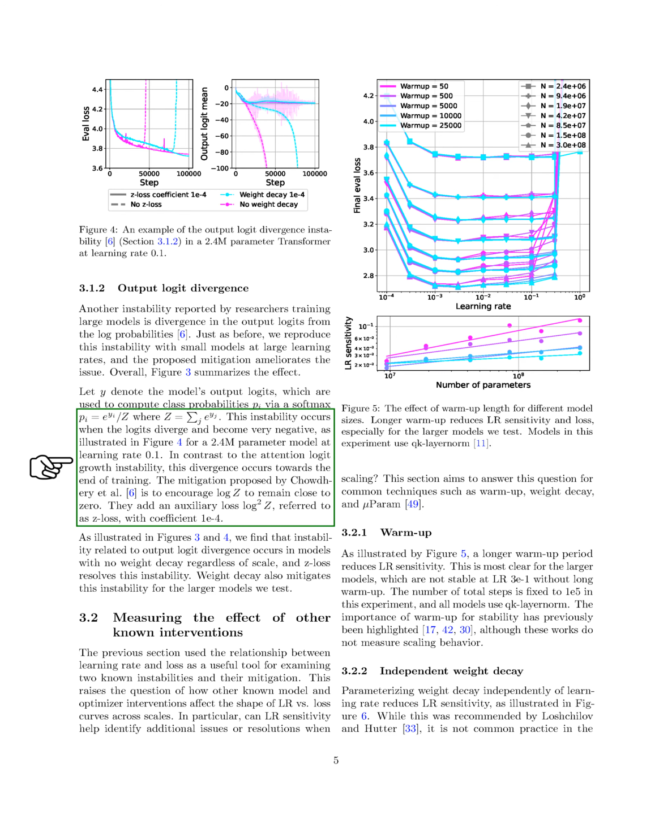Unlike the attention logit growth instability, this divergence happens towards the end of training. To mitigate this, we propose to keep log Z close to 0. We add an auxiliary loss, log squared Z, also known as z-loss, with a coefficient of 0.0001.